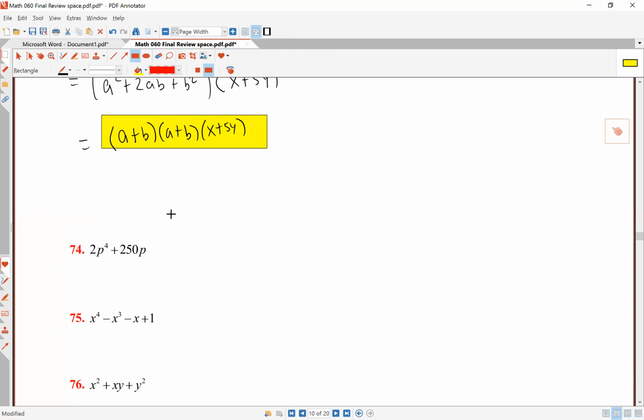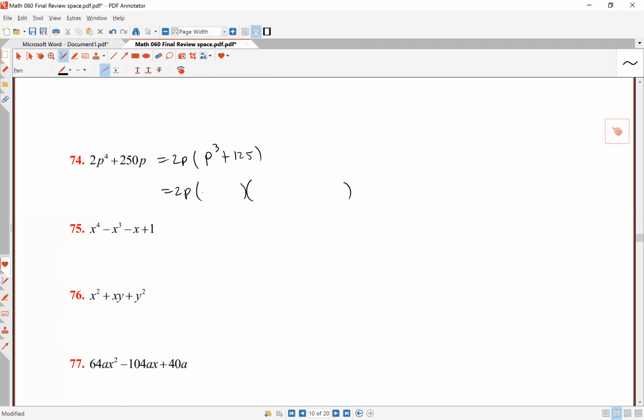74, we factor out a 2p from those 2 terms, and we're left with p cubed plus 125. Sum of 2 cubes again. The 2 terms are p and 5. So we recover them and use the same sign, and then we square the p and take the product of the 5 and the p and square the 5, which is 25. Same sign, opposite sign, and always positive.